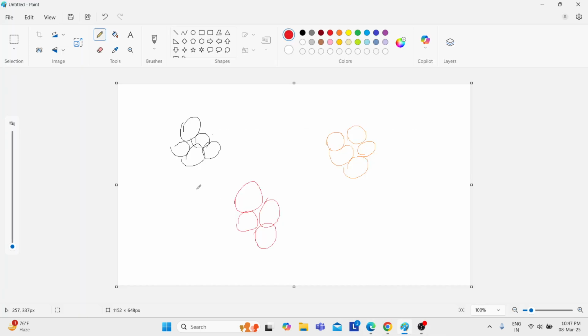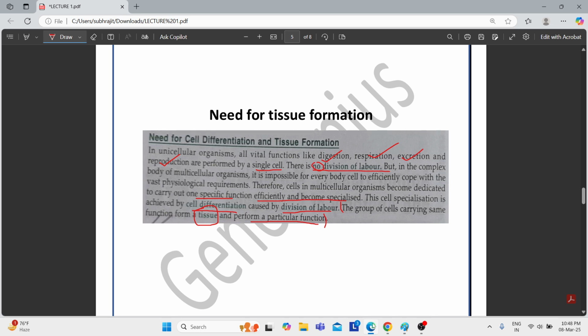Coming to this diagram, this is a group of cells. They are forming a tissue, and this tissue will only be involved in the digestive system. This group of cells will not be bothered about the nervous system. Similarly, this group of cells is only bothered about the nervous system. They will not function in the digestive system or in heart pumping or in excretion. This is called the division of labor.